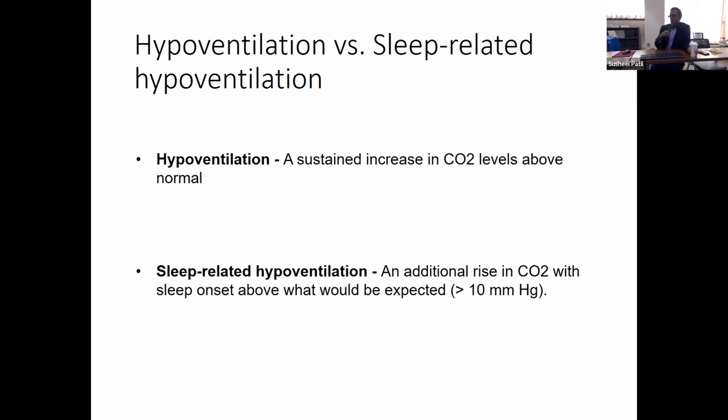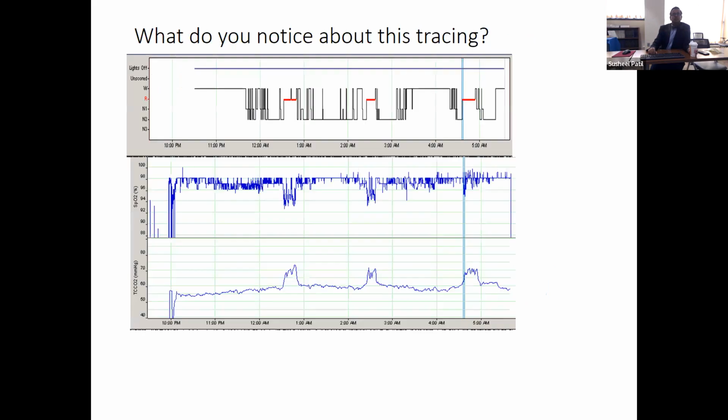Sleep-related hypoventilation, when we use that term, we're really referring to an additional rise in CO2 with sleep above what we would expect, right? When we go from wake to non-REM sleep, we expect a 2 to 5 millimeter increase in CO2. When we go from non-REM to REM, we expect another 2 to 5 millimeter increase in CO2. So those are expected levels of sleep-related hypoventilation. An abnormal increase would be more than 10 millimeters for a sustained period of time. So it's important to make that distinction in the reports.